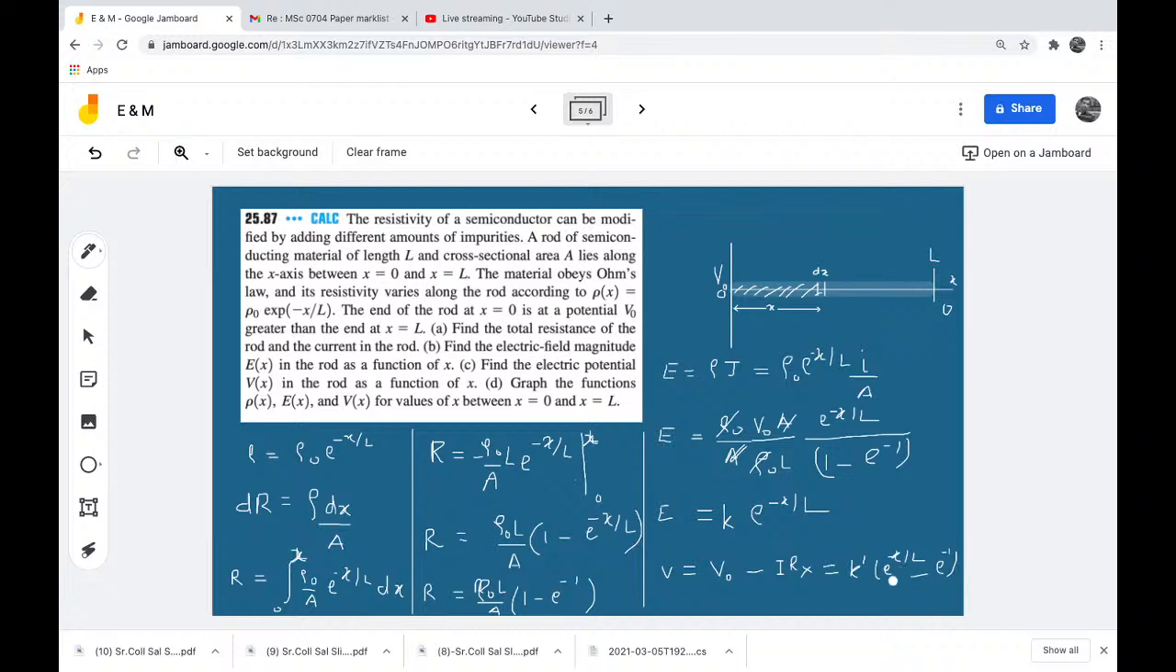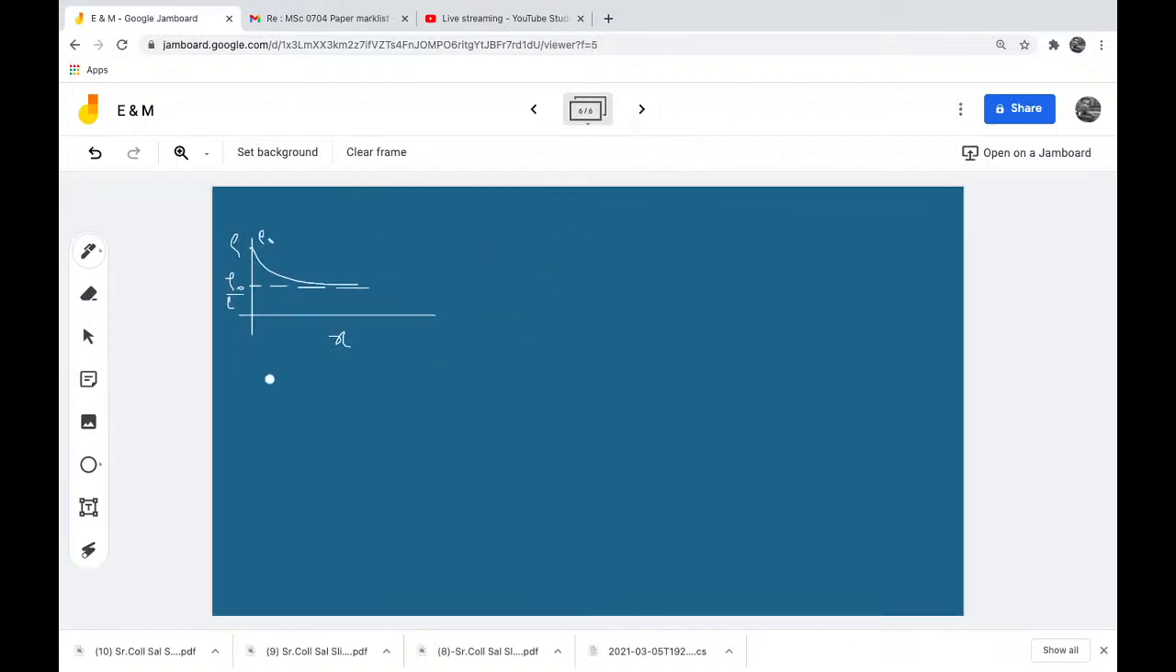V of x, in v of x it's interesting. It is minus x by L minus e power minus 1. So if x is equal to L, then it becomes e power minus 1. So e power minus 1 minus e power minus 1 becomes 0. So basically what you get is, if you have a x and v graph, then it will terminate to 0 because the potential at the other end is 0. Okay, so that was good.